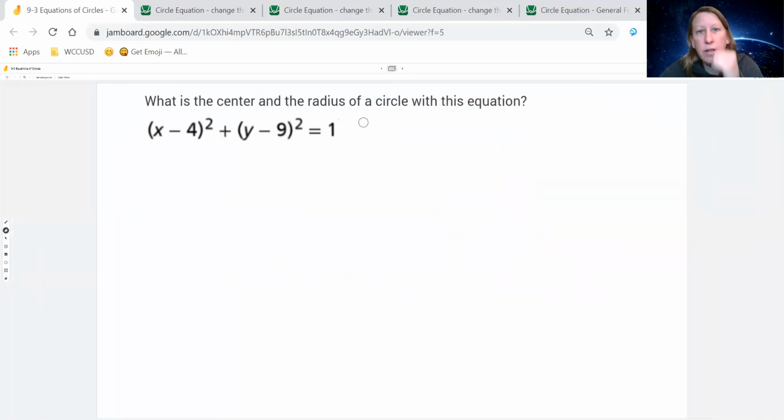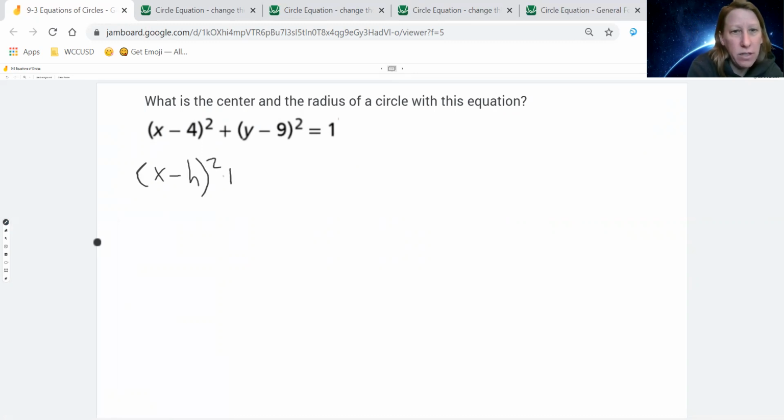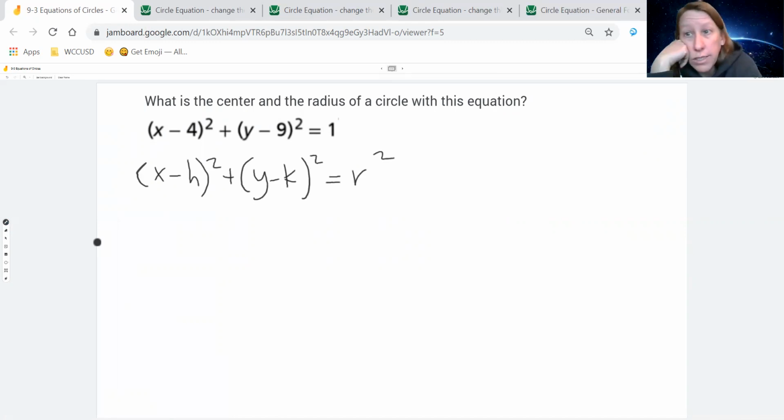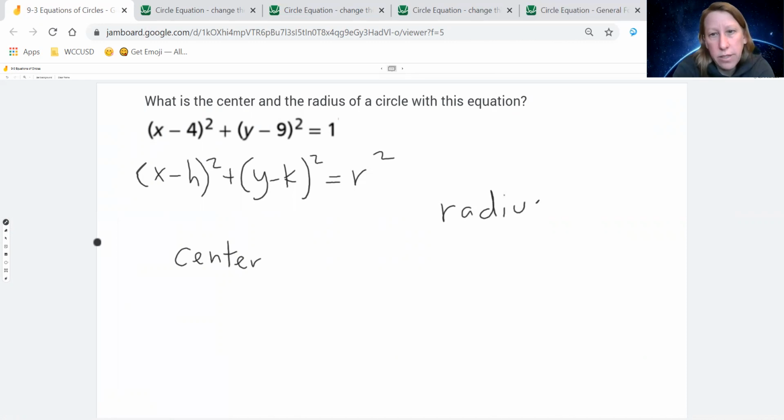So what's the center and the radius of a circle with this equation? What did I just say? I said every problem, I want you to write the formula. So for this one, I'm going to write it right below it. X minus H squared plus Y minus K squared equals R squared. That's the formula. Write it every time. Now we need to identify the center and we need to identify the radius. You guys know either of those?